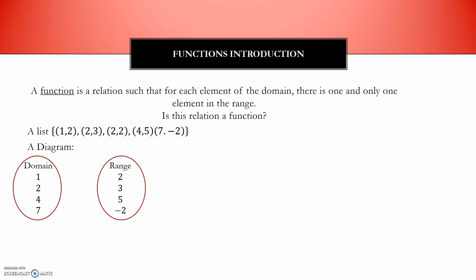A relation becomes a function in one and only one situation. A function is a relation such that for each element of the domain, each x, there is one and only one element in the range, y. So I could read that another way: a function is a relation such that for each x, there is one and only one y. So, is the relation that we looked at a function? The answer to that is no. Why is it no? Because there should be only one y for each x.